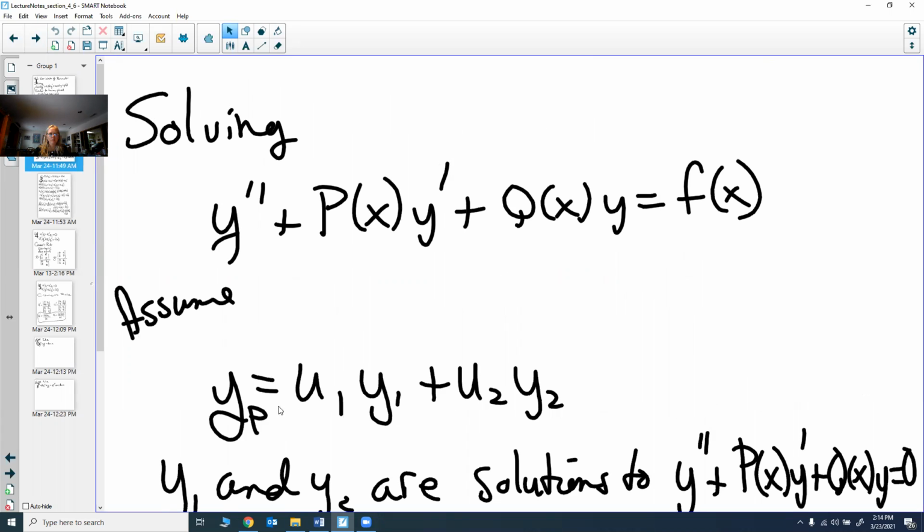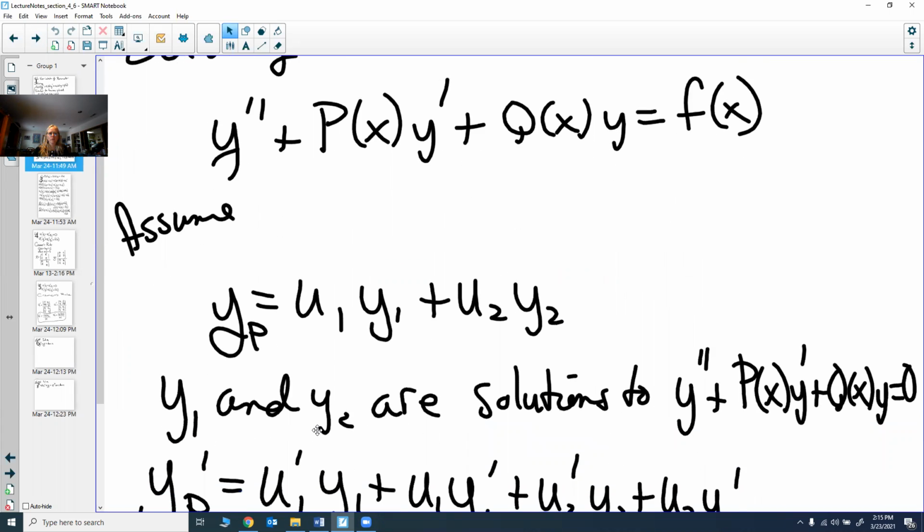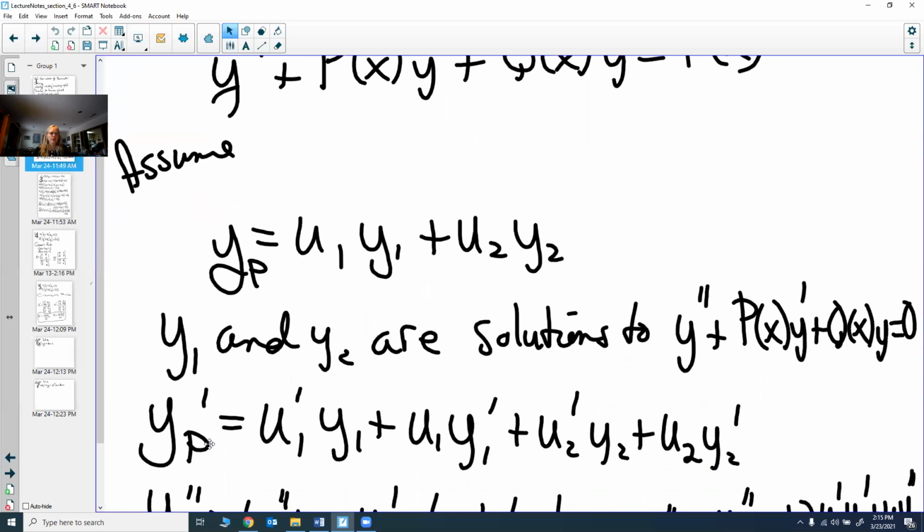We're going to assume that y sub p is u1 times y1 plus u2 times y2. Y1 and y2 are solutions to the homogeneous equation. So it always goes back to that associated homogeneous equation, find out what those are. And then once we know what those are, you'll see that the solutions are just some function multiple of those. Your y sub p prime would therefore be u1 prime times y1 plus u1 times y1 prime plus u2 prime times y2 plus u2 times y2 prime.